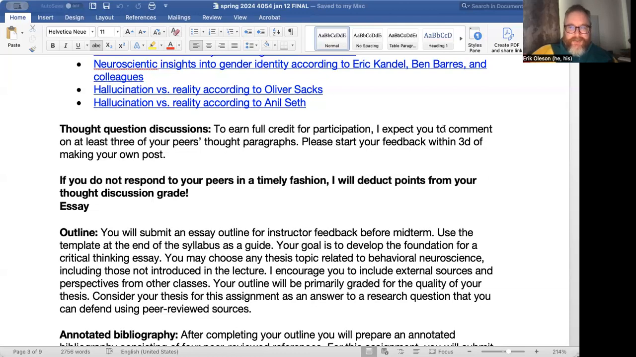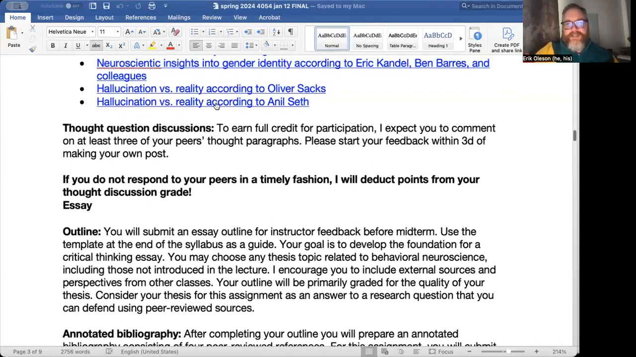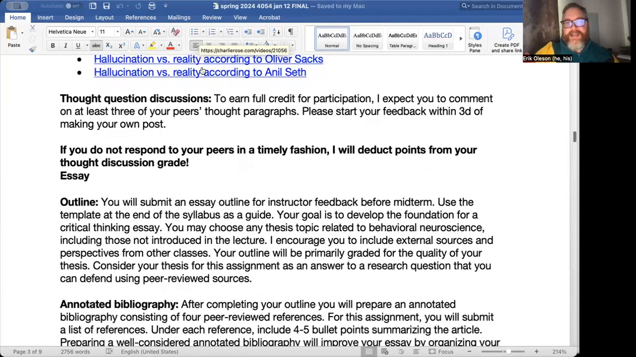Ben Barres would disagree with that sentiment very strongly, I think, as most of you would, I would hope. Anyway, my point is that Ben Barres is a brilliant person that brings very impactful perspectives to all of this, and is a great person to listen to when we consider the neuroscientific insights into gender identity.